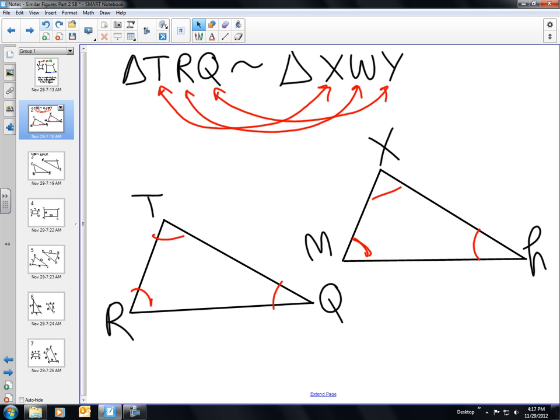So, we've talked about identifying the corresponding sides and the angles. Now it asks, what is the scale factor from TRQ to XWY? So basically, what is the scale factor from the smaller triangle to the bigger triangle?